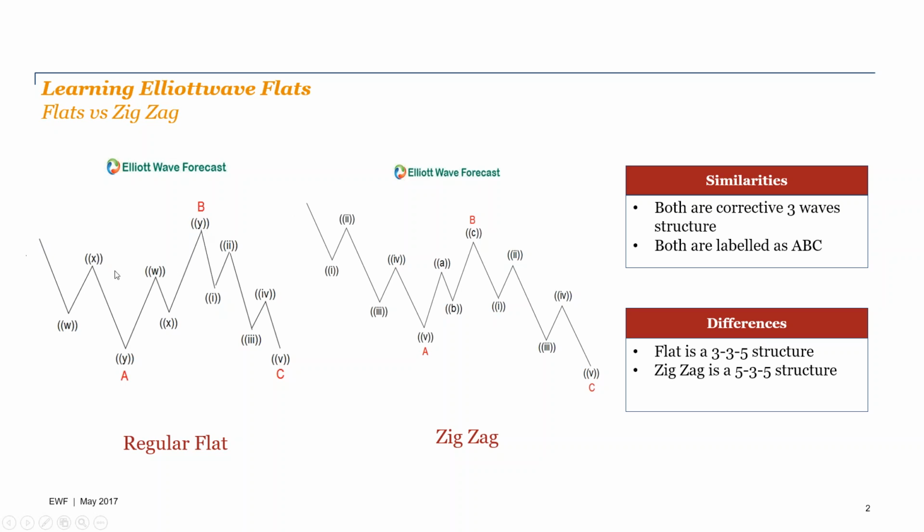The B can be a deep retest of the starting point of the A, or can bypass it a little bit, and the C can be retesting the A or even going beyond the A. There are 3 different types of flats, but I just want to give you an idea what a flat is about. A flat is nothing more than choppy price action, where you have a move down, a move up that retests the high, and then another move down. So it's somewhat like a sideways range, so to speak.